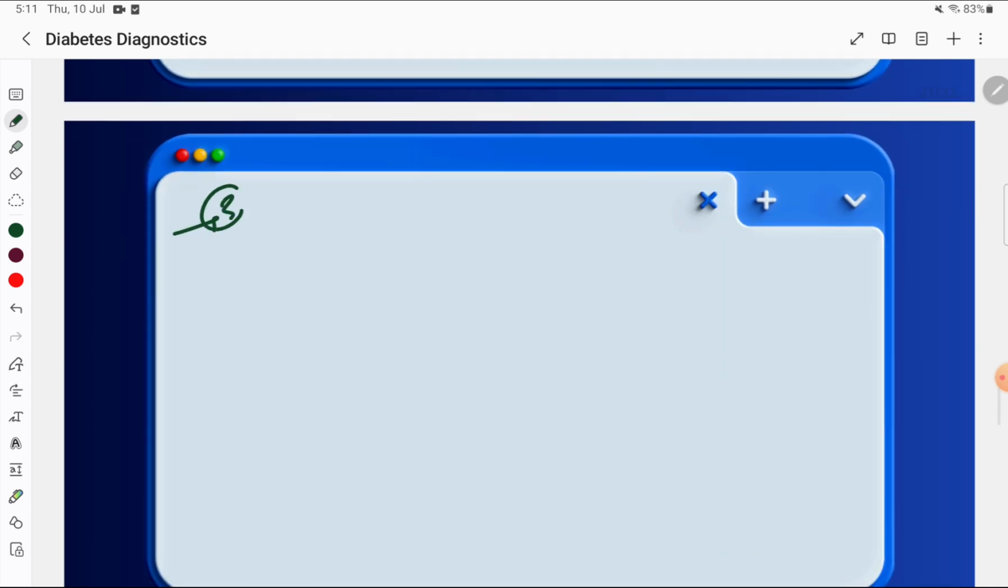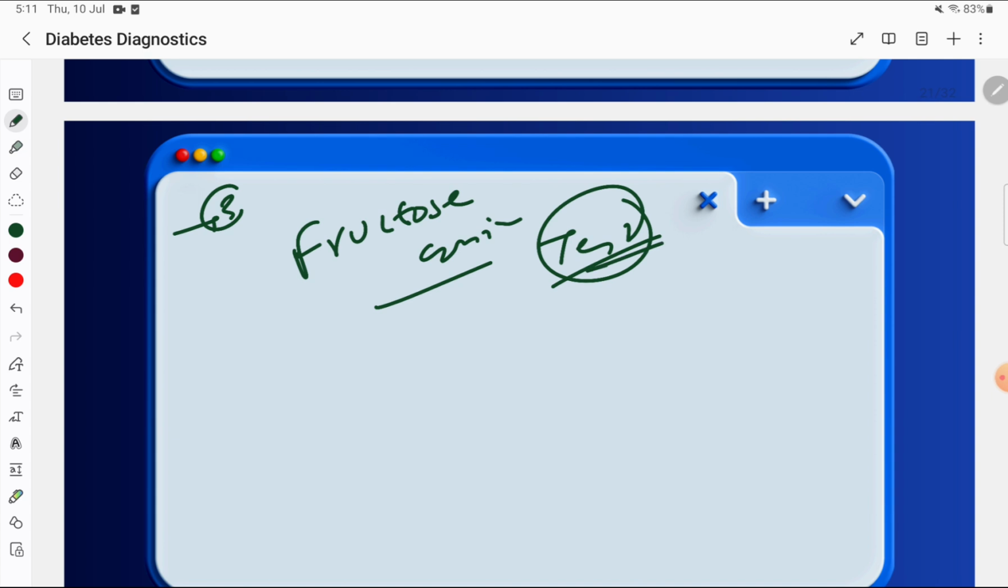The third test is the fructosamine test. Okay, my friends, fructosamine. So what is it? It measures the glycated serum proteins, mainly albumin, instead of glycated hemoglobin, HbA1c. It reflects average glucose levels over the past 2 to 3 weeks.